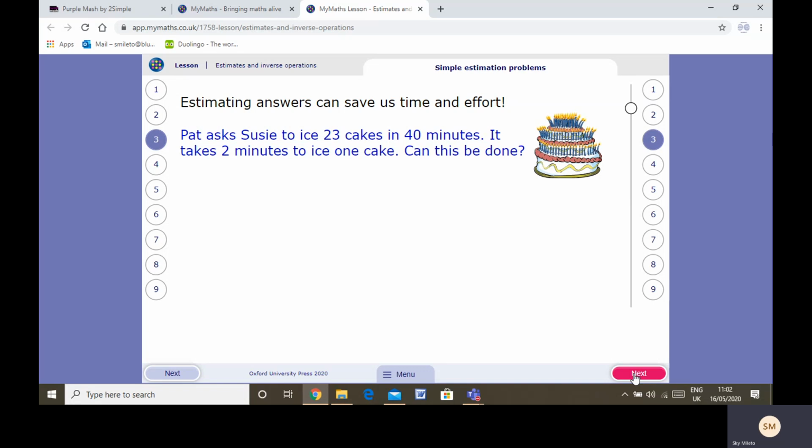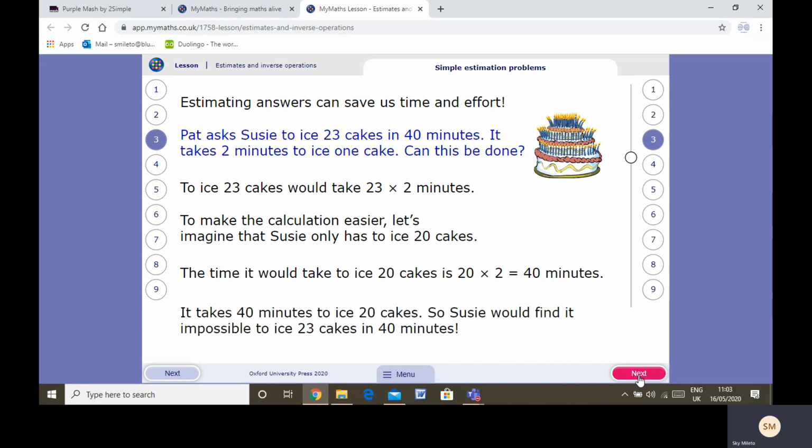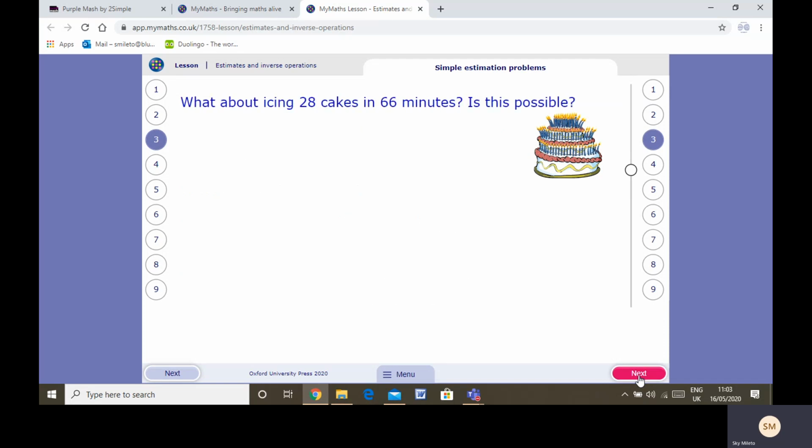So, Pat asks Susie to ice 23 cakes in 40 minutes. It takes 2 minutes to ice 1 cake. So can this be done? To ice 23 cakes, it would take 23 times 2. To make the calculation easier, Susie has imagined that she only has to ice 20 cakes. She's rounded the number 23 down to 20. If she was looking at 20 times 2, it would take her 40 minutes. So she knows if she has to do 23 cakes, she isn't able to do it in 40 minutes.